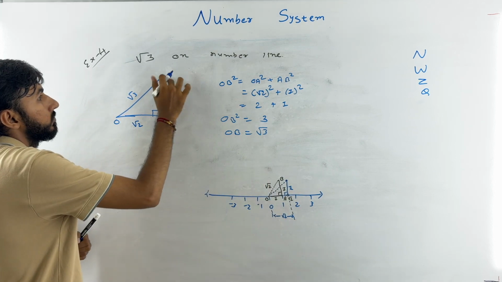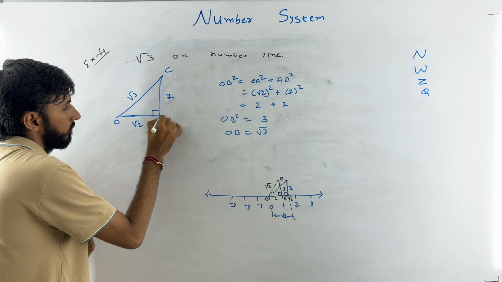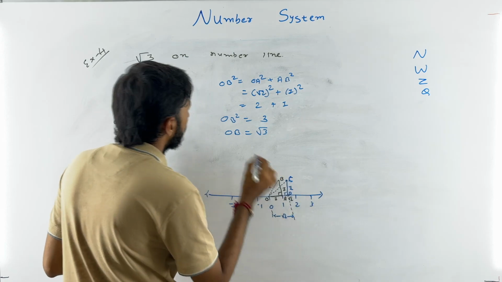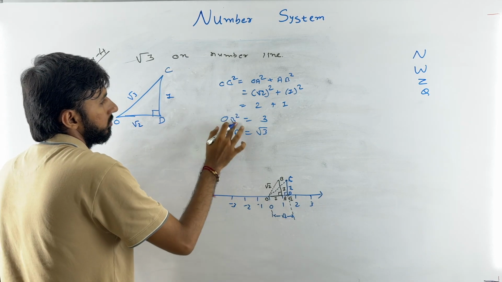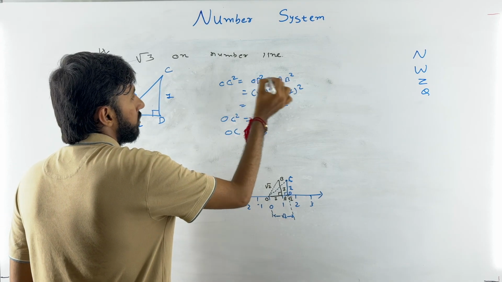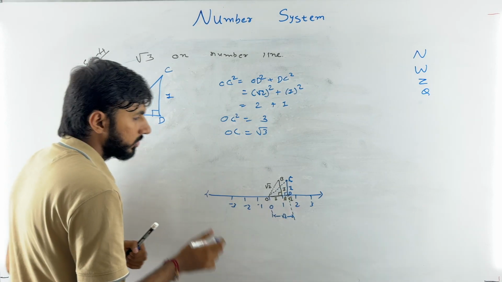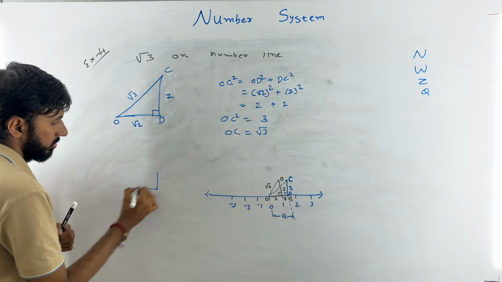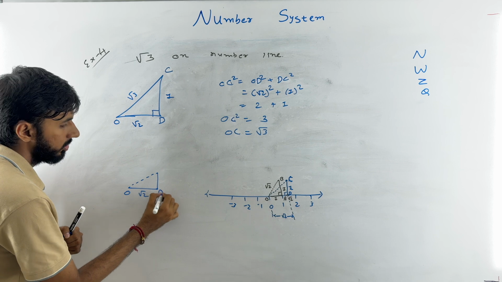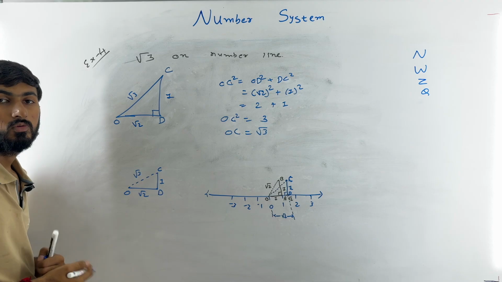I will name the points differently so we will not get confused. Here is D, here is C, OC, OD. If you zoom in, you can see this is root 2, this is O, this is point D, this is point C, this is of length 1, this is root 2, and I will get OC equal to root 3.